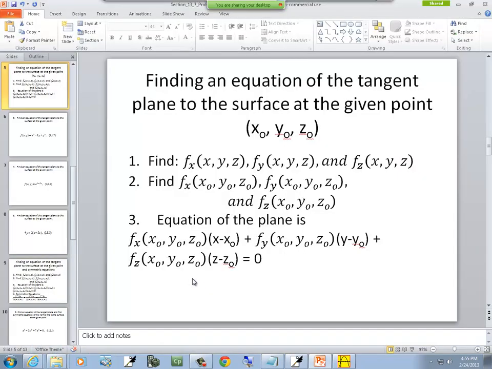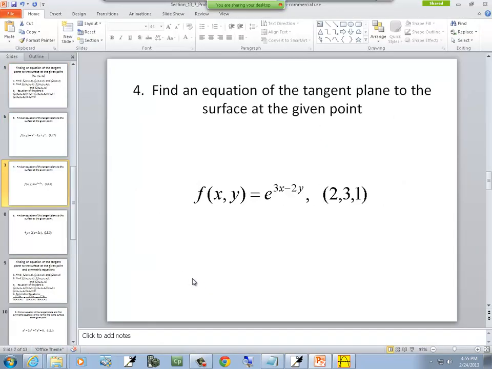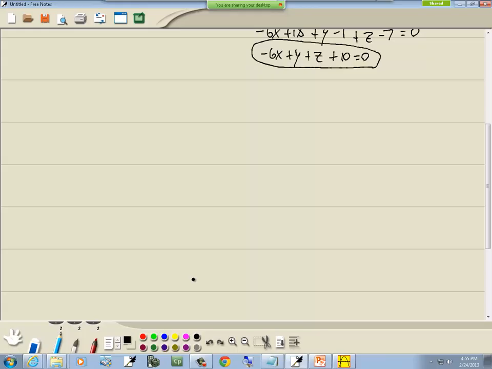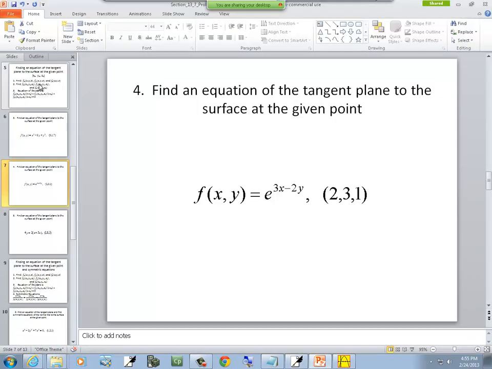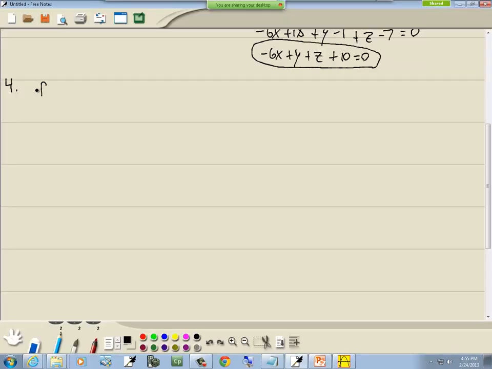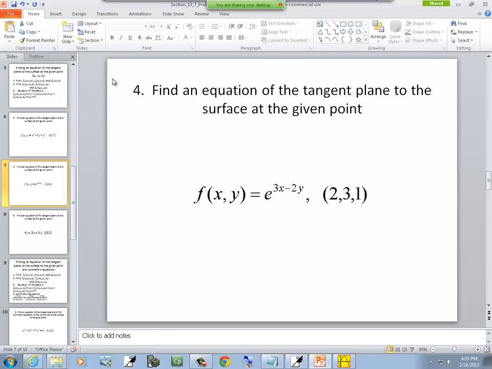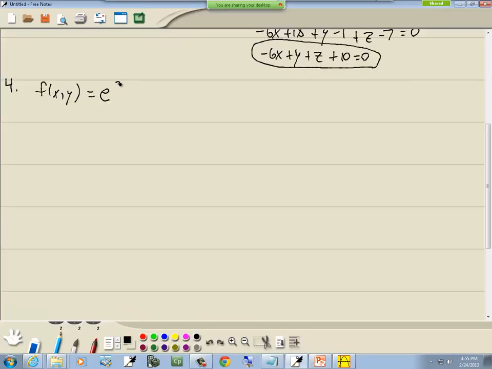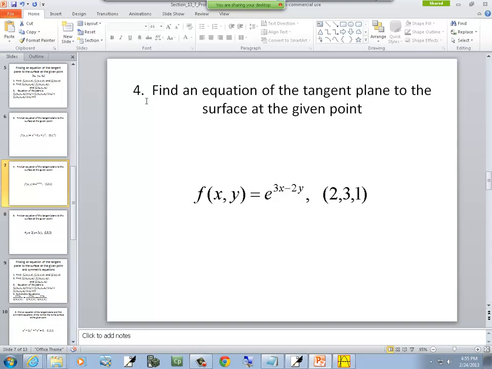Okay. Let's take a look at this one. I think I got room. Got f of x, y is equal to e to the 3x minus 2y and 2, 3, 1.